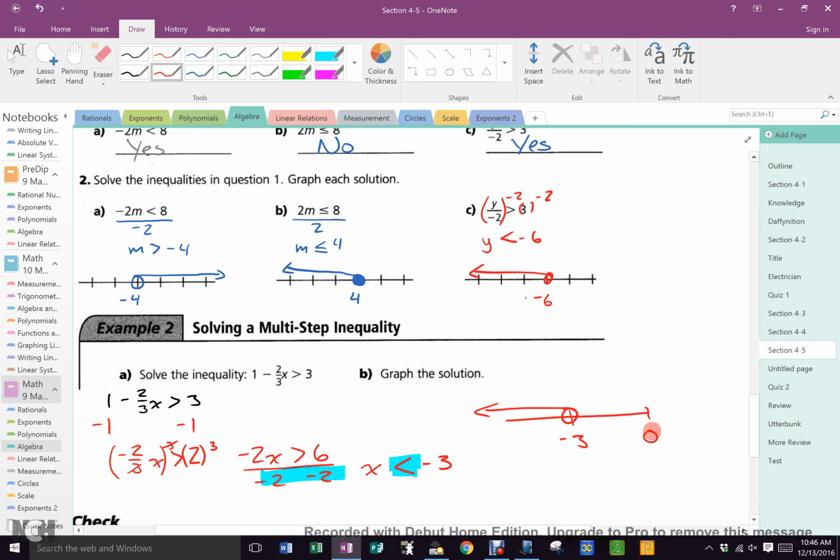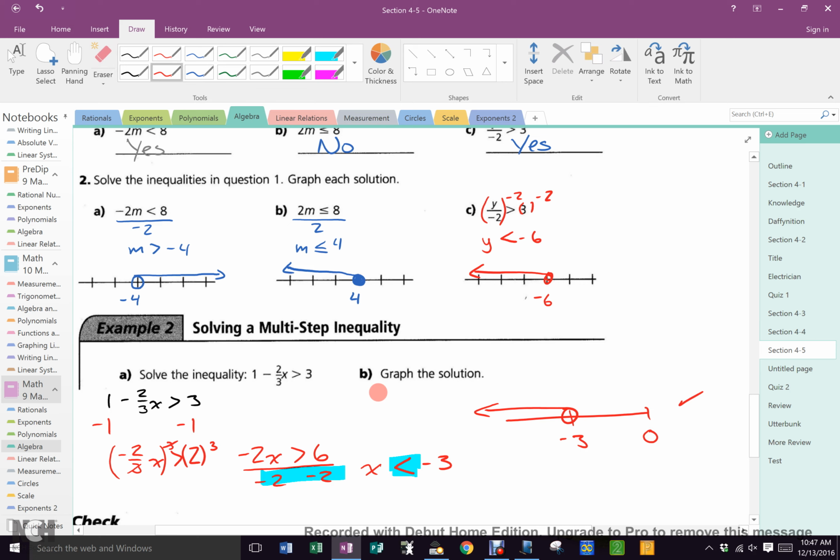Is there a way to check? Yes. You check with 0. Did our arrow go over 0? No. So that means 0 won't work, correct? What is 2/3 times 0? 0, right? What's 1 minus 0? 1. So this side would be 1. Is 1 greater than 3? No. So 0 is not allowed to be an answer. Is 0 an answer? No, because our arrow doesn't go over it. So did we graph it correctly? Yes, we did. Is everybody good?